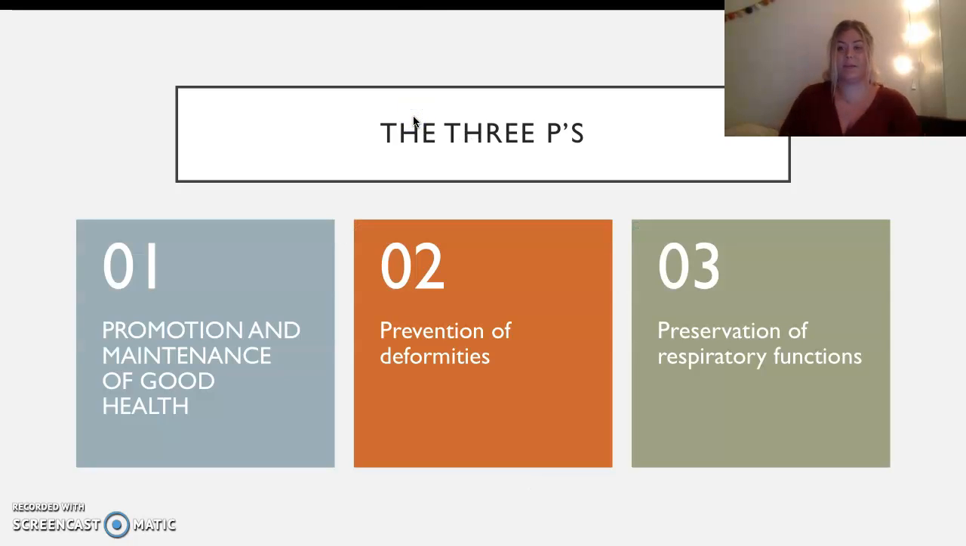I also found this all-encompassing treatment method that includes exercise, which is very important, and it's called the 3 Ps. So the 3 Ps stand for promotion and maintenance of good health, prevention of deformities, and preservation of respiratory functions. So I'm going to focus mostly on the promotion and maintenance of good health in general, because with this disease, the patient's quality of life tends to deteriorate quickly, and we can somewhat prevent that with promotion of good health, whether that be good diet, exercise, you name it. So vigorous exercise is not recommended, but light to moderate exercises can have an extremely beneficial physiological effect.